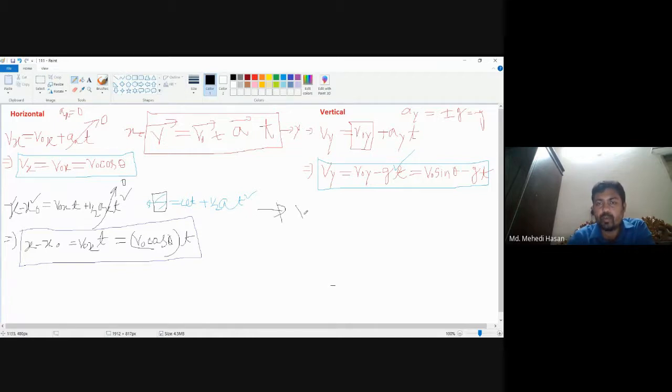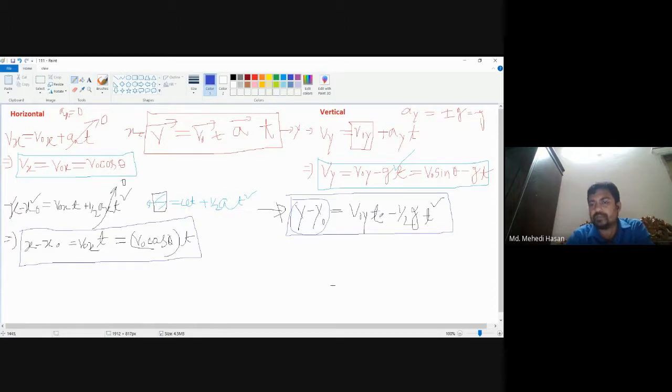The equivalent equation will be y minus y naught is equal to v naught y t, I am writing it all at once, minus half gt square, because the acceleration in y is minus g, so that's why. So this is the equation to find the height at a certain time t, that is, at time t, at what height the projectile is. This will represent the height.